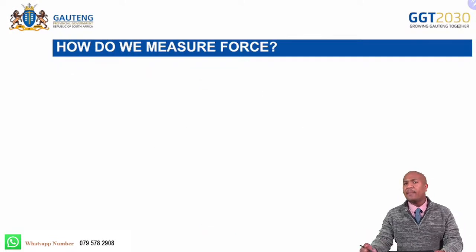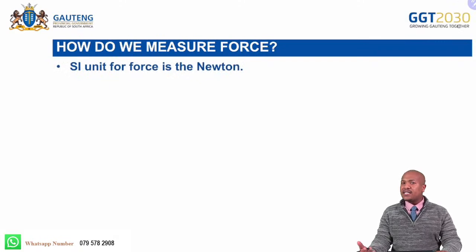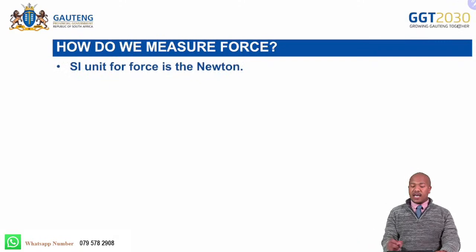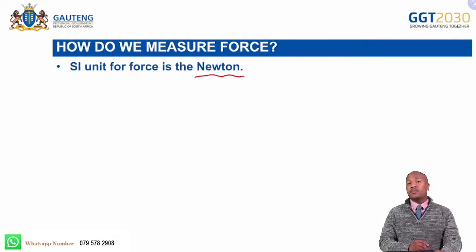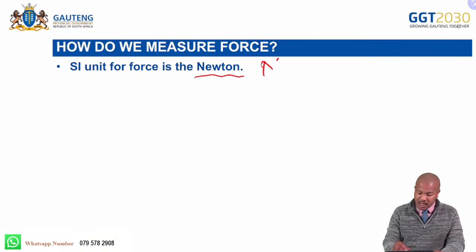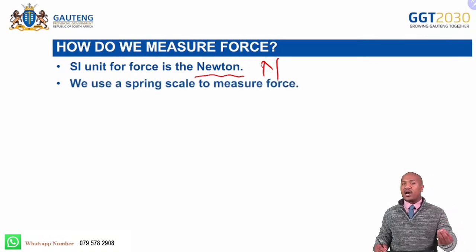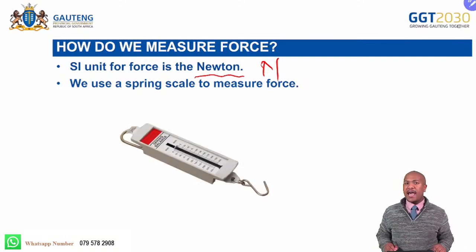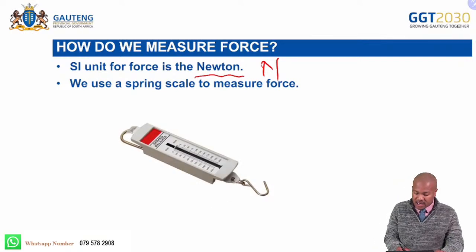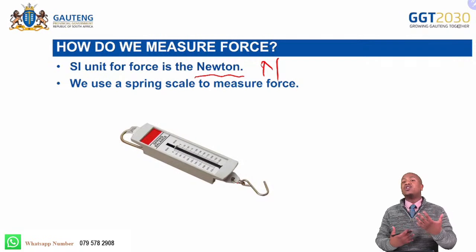Now, how do we measure force? We said that the SI unit for measuring force is the Newton, abbreviated as N. And we use a spring scale to measure force. A spring scale looks something like this. It is the one that we use to measure force.